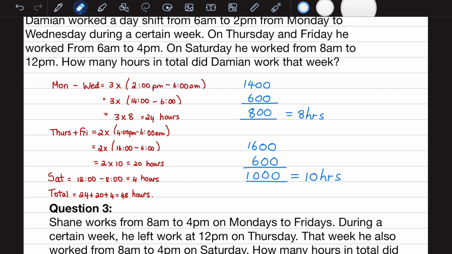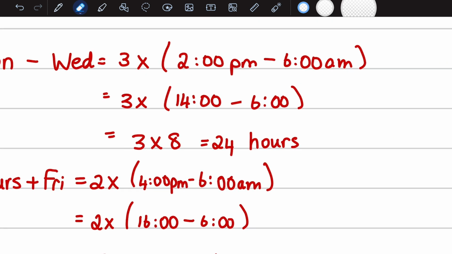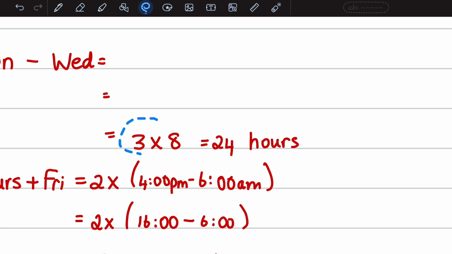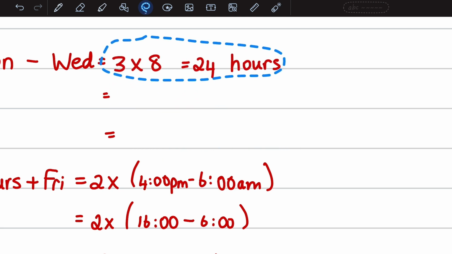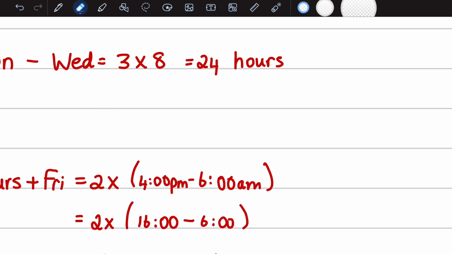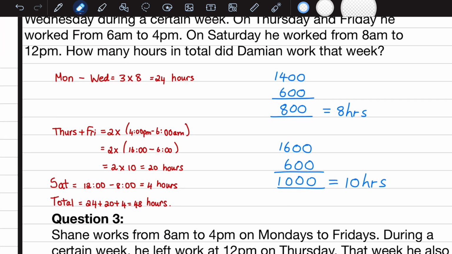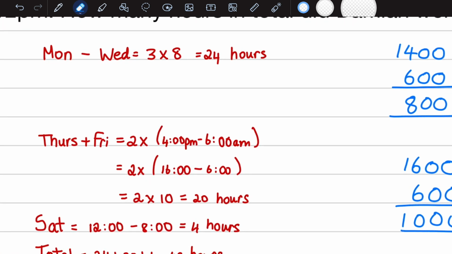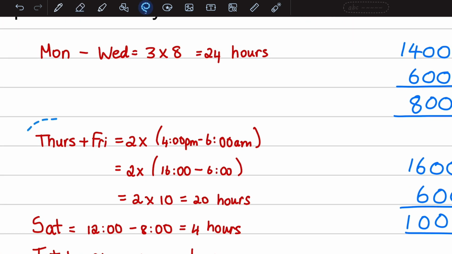I would have worked this out slightly differently, so let's change this up a bit. The working in blue is optional. You can work that out mentally, or you can work it out fully. Let's move this up a bit.